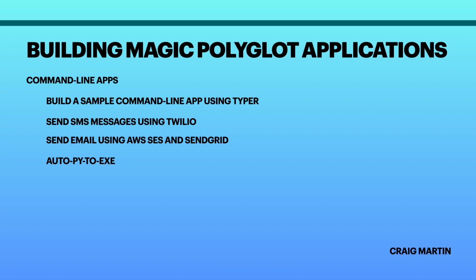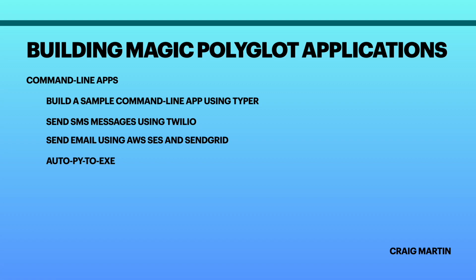To create the command line interface in Python, we'll use a great package called Typer, which incidentally is also written by the guy who created the fantastic FastAPI framework that will feature soon in an upcoming episode. And we'll use AutoPy2Exe, which wraps the PyInstaller feature, allowing us to build a single standalone exe file that can be deployed and used without installing Python.